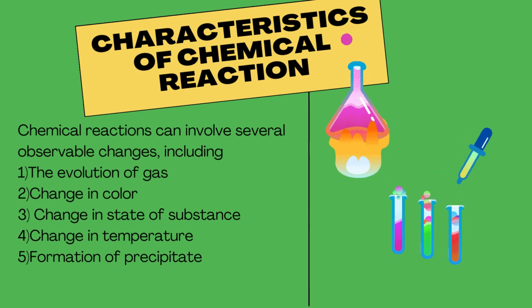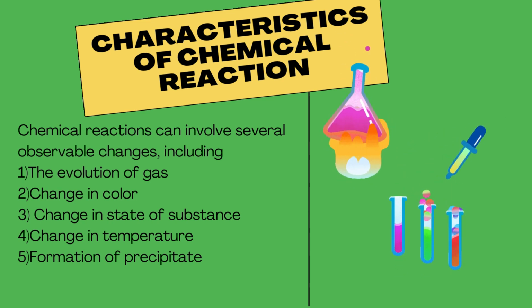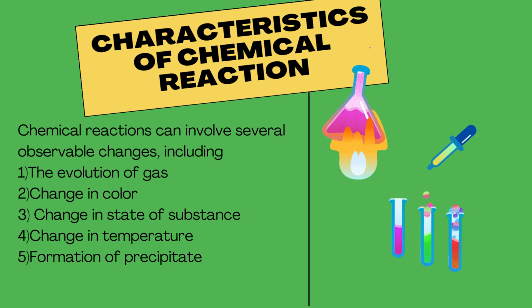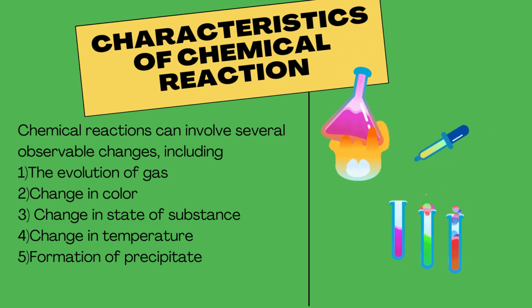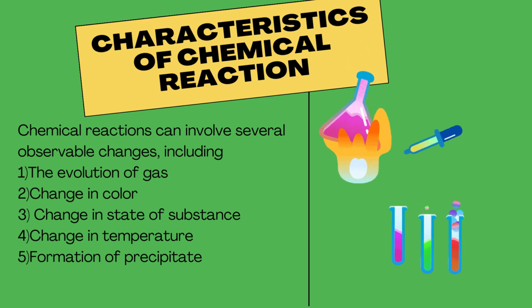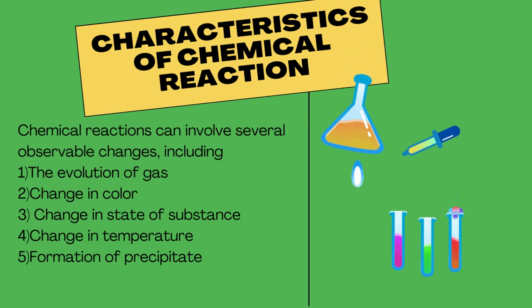Characteristics of chemical reaction. Chemical reactions can involve several observable changes, including 1. The evolution of gas, 2. Change in color, 3. Change in state of substance, 4. Change in temperature, 5. Formation of precipitate.